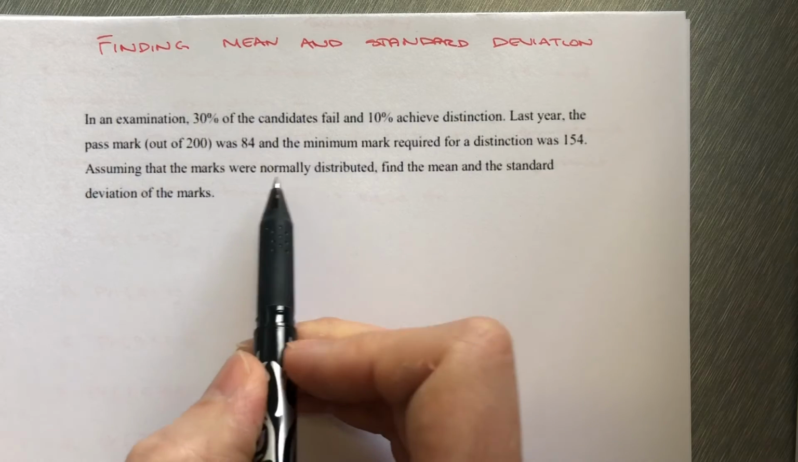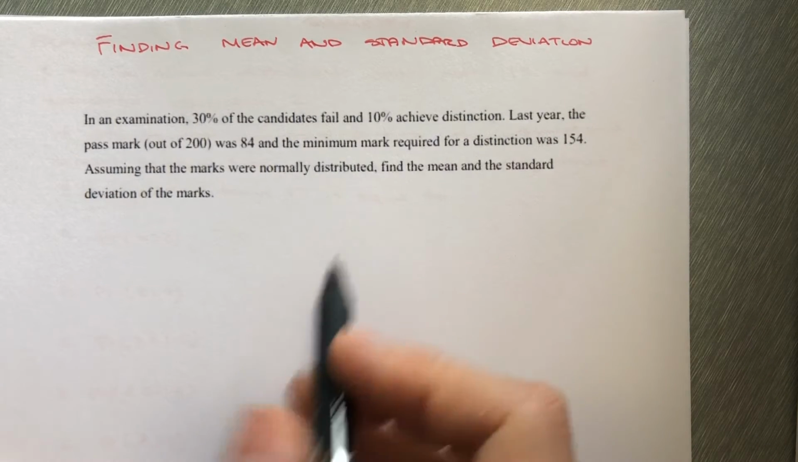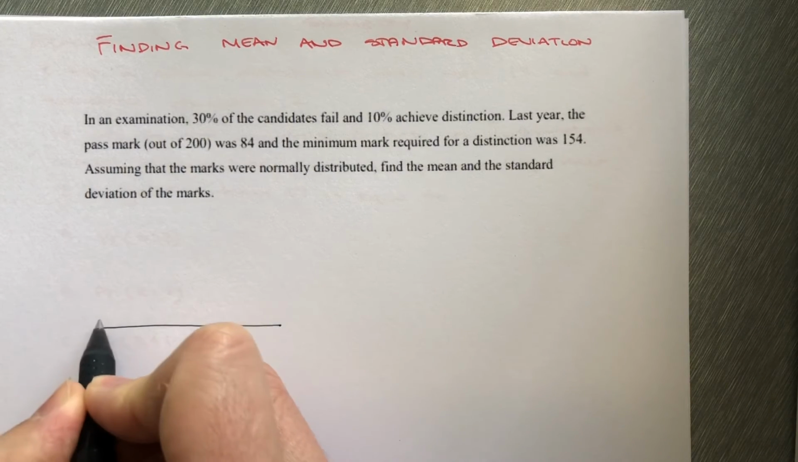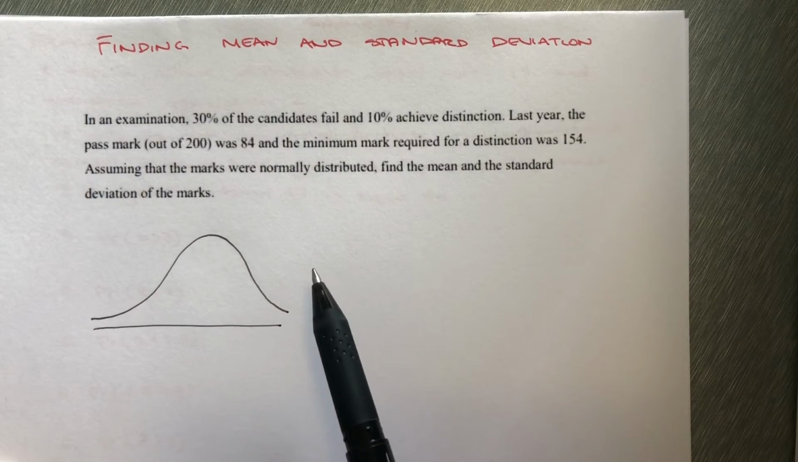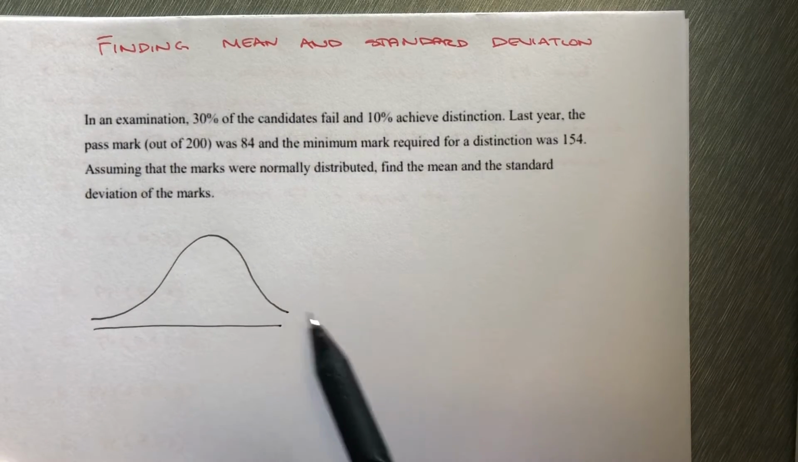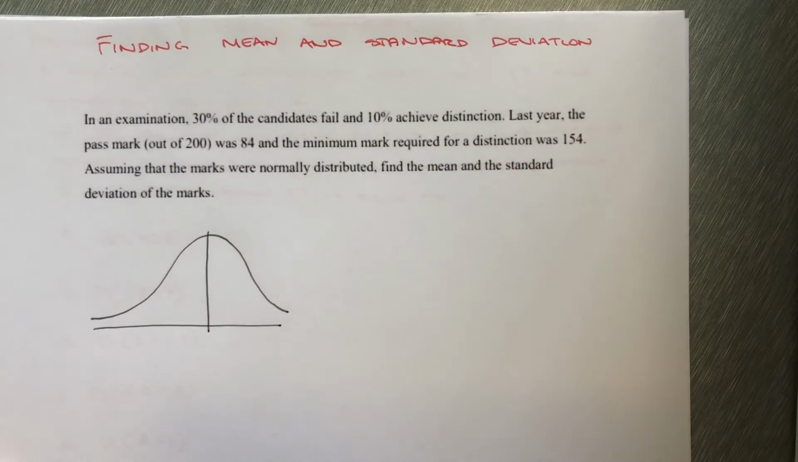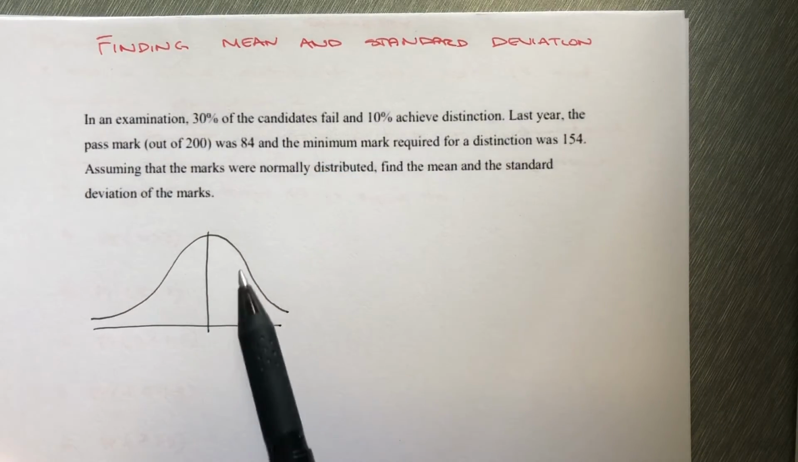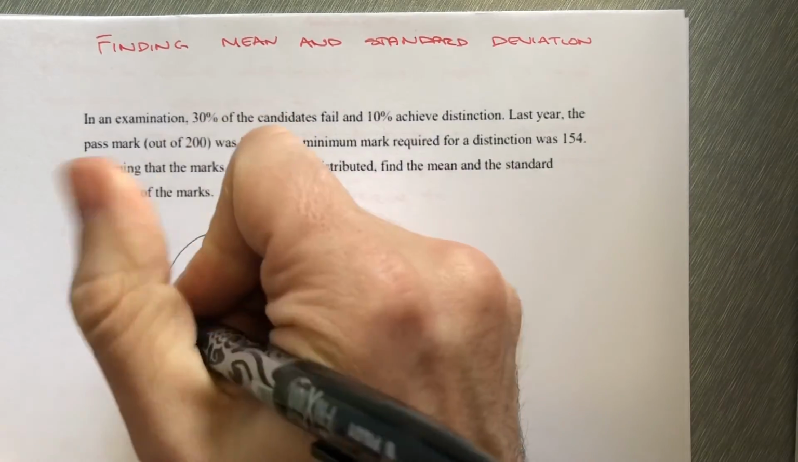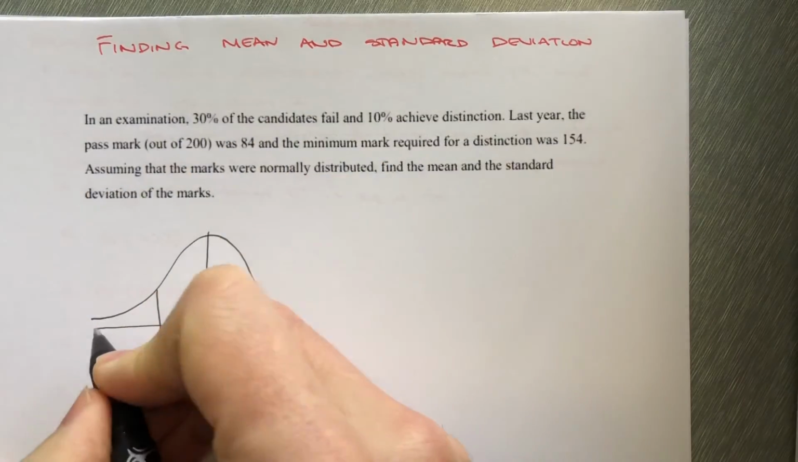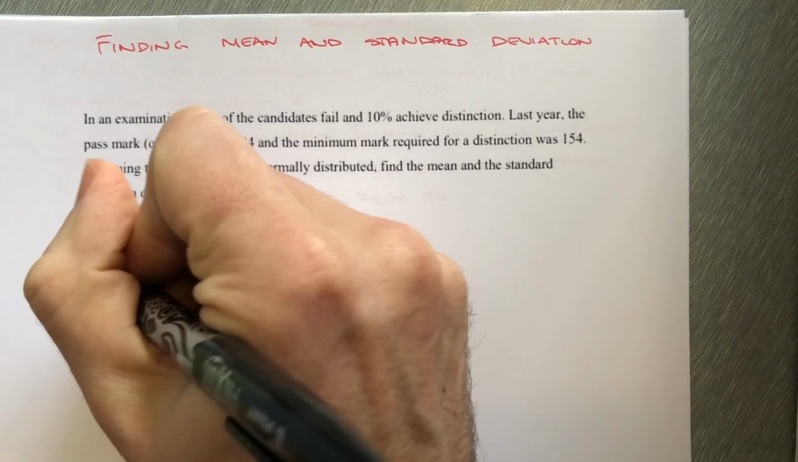So it's told us it's normally distributed here. Let's set ourselves up a bell curve. Let's draw it. Now, it hasn't told us the mean. That's something that we have to find out. So I'm going to put this line down the middle, but I don't know what's going there. I'm just going to leave it. But it's told us 30% of the candidates fail. So I'm going to shade 30%. Let's just say it's around about here. That's 0.3.